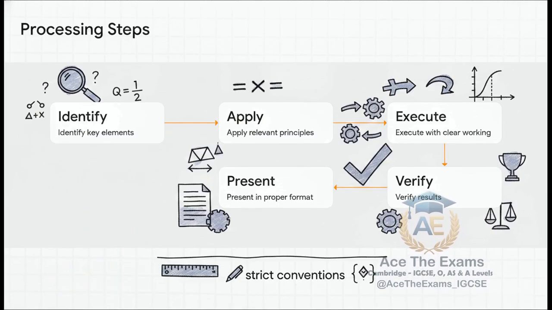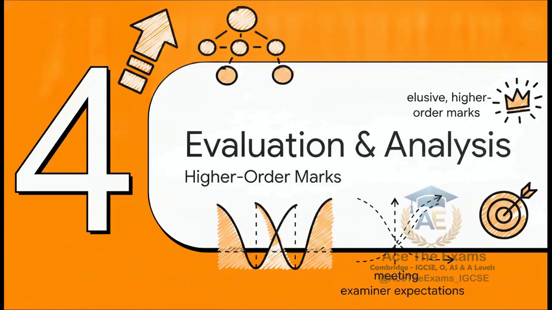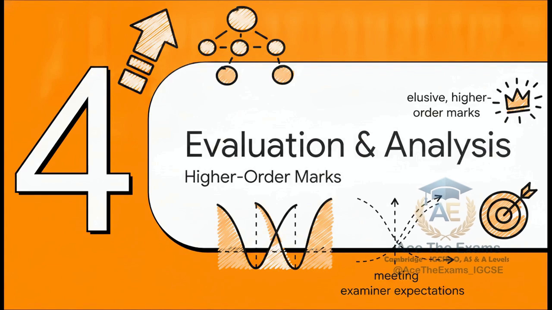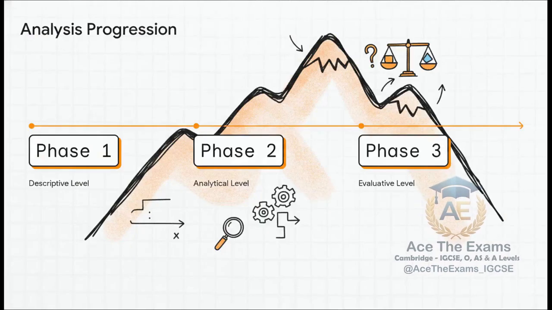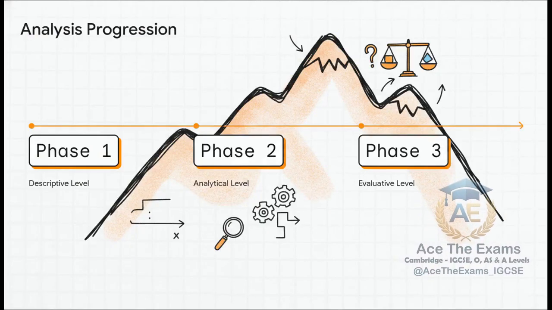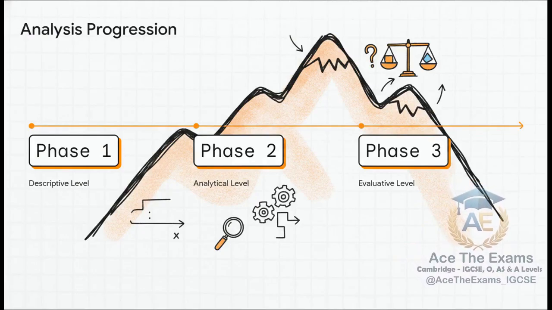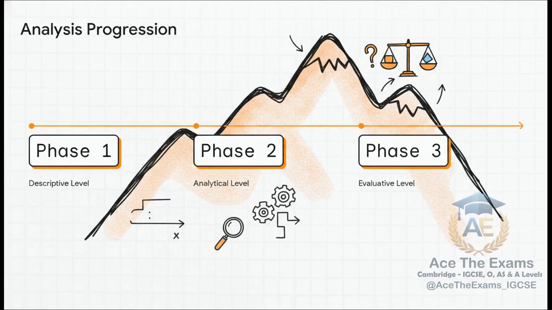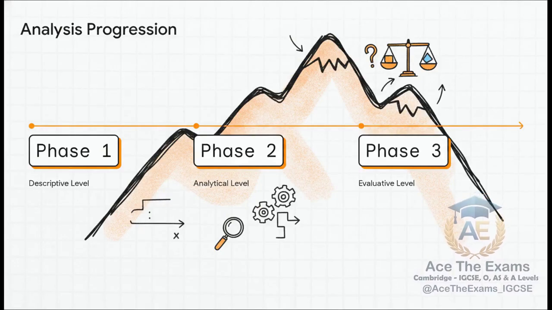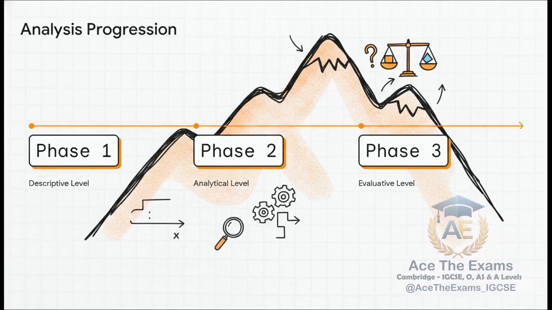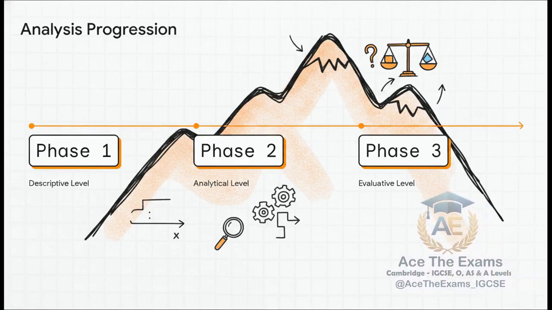Okay, let's keep going. Which brings us to Section 4, Evaluation and Critical Analysis, Securing Higher Order Marks. I want you to think of your answer as climbing a mountain. At the very base, you have the descriptive level. This is just stating the facts of the quadratic, maybe writing down the formula. It's basic. In the middle, you reach the analytical level, where you are actively processing the math and churning out the intermediate values.